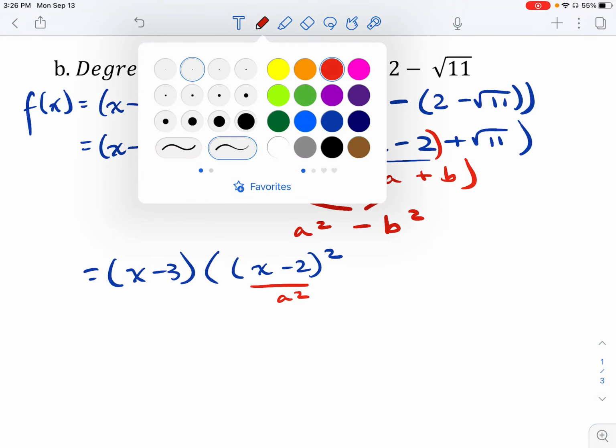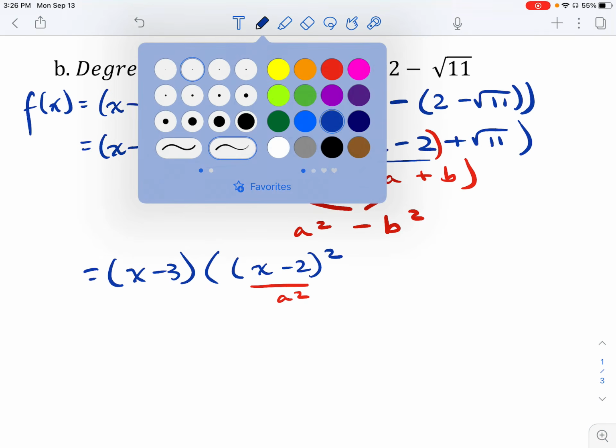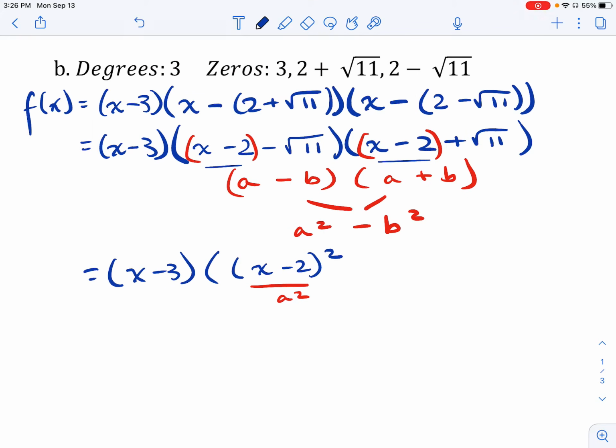And then I also have negative √11 times positive √11. Well, that's just b squared, so that's minus 11. That's my b squared. So I still got to do some multiplying, but this is way easier than having to try to multiply a bunch of radicals and adding a bunch of radicals together. So let's just clean this up.